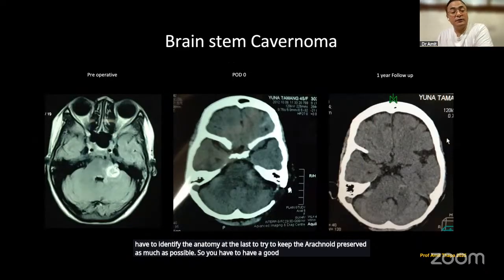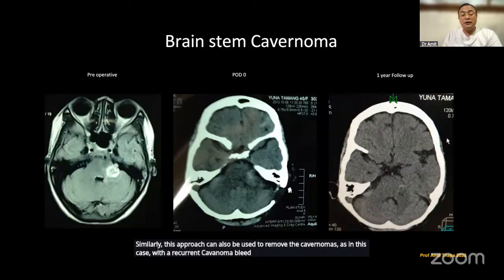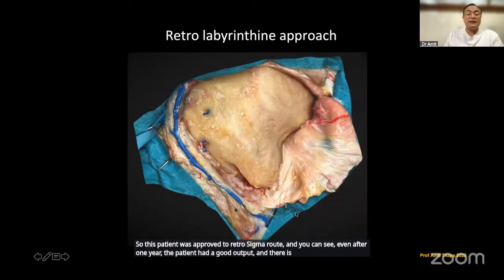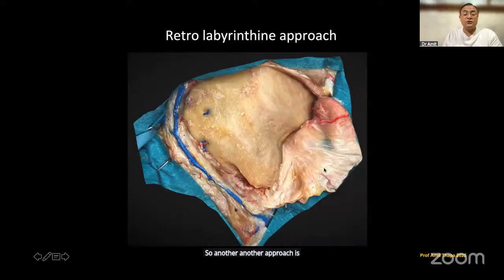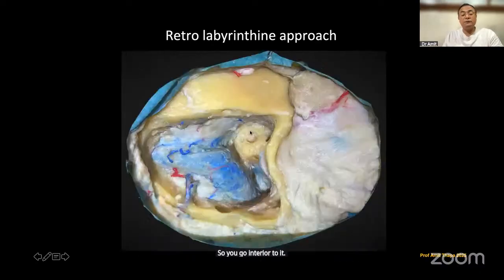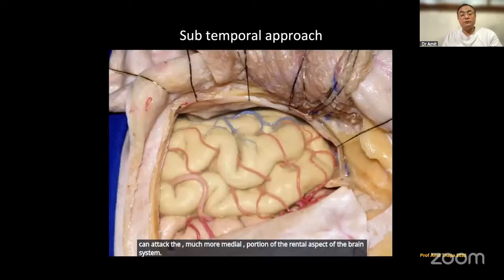Similarly, this approach can also be used to remove cavernomas, as in this case with a recurrent cavernoma bleed presenting in the pons. This patient was approached through a retrosigmoid route, and you can see even after 1 year, the patient had a good outcome, and there is no recurrence of bleed in the last 10 years of follow-up. Another approach is the retrolabyrinthine approach, which is actually a pre-sigmoid approach. So this is the sigmoid vein. You go anterior to it, and then you open up the dura from here, and then you can attack the much more medial portion of the ventral aspect of the brainstem from this route.